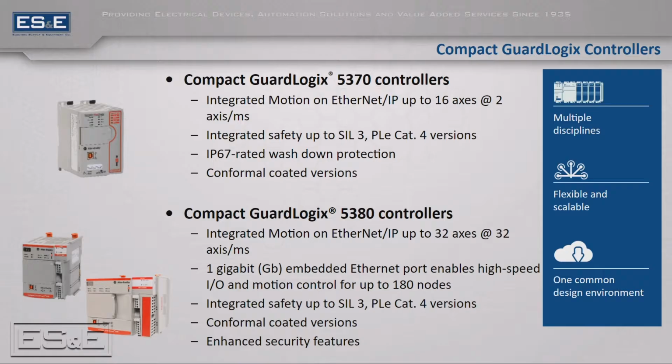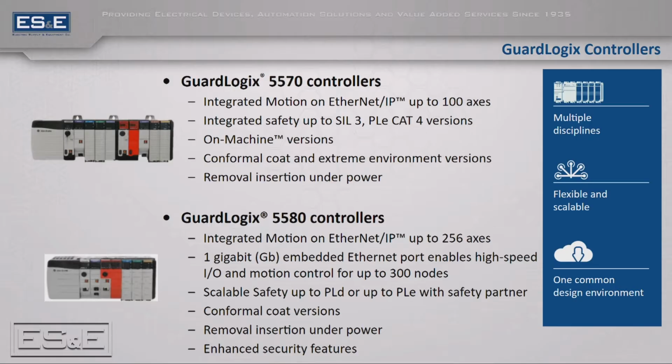But the newer CompactLogix, which is the 5380, or more commonly referred to as the 5069, does have the newer technology. So it gives you that gigabit, plus it's got four cores built inside of it to handle that safety, which gives you scalability, which we're going to cover here in a few minutes.